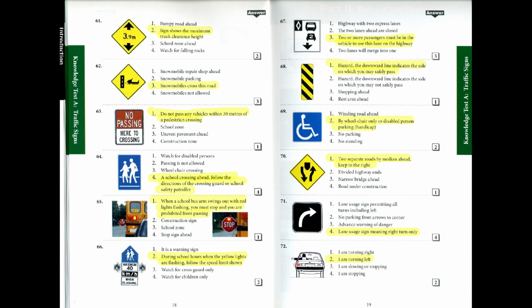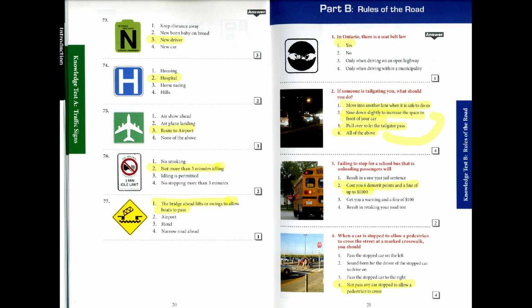Number 70. 2 separate roads by median ahead. Keep to the right. Number 71. Lane usage sign meaning right turn only. Number 72. Arm pointing to the left. I am turning left. Number 73. New driver. Number 74. Hospital. Number 75. Route to airport.